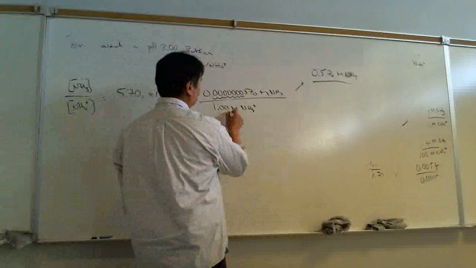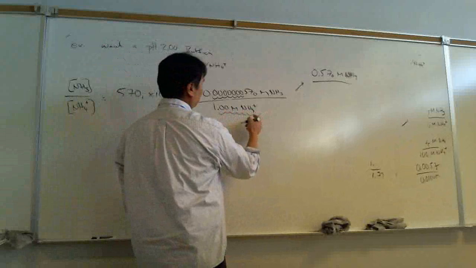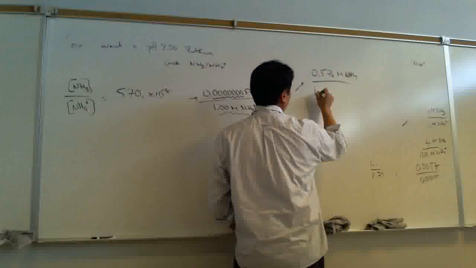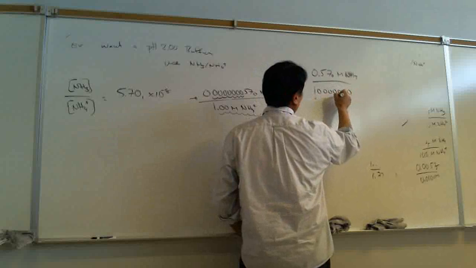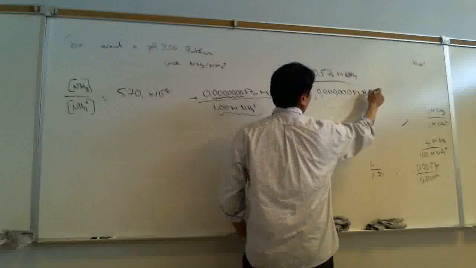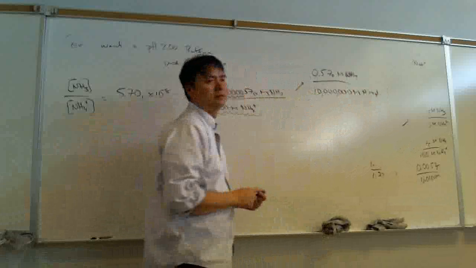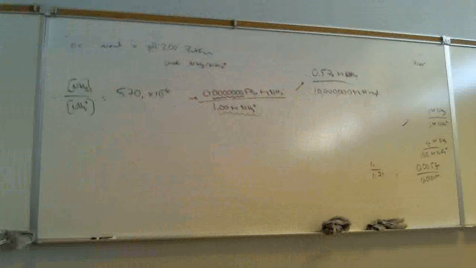1, 2, 3, 4, 5, 6, 7 zeros. This should give us a pH of 2. It's going to be expensive, and then there's one other problem with this, and it's solubility.